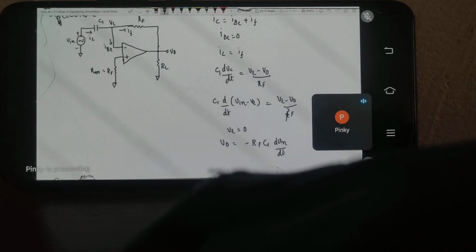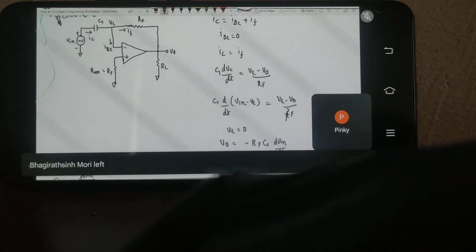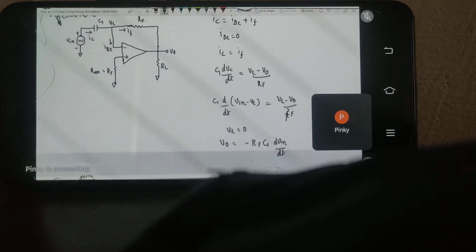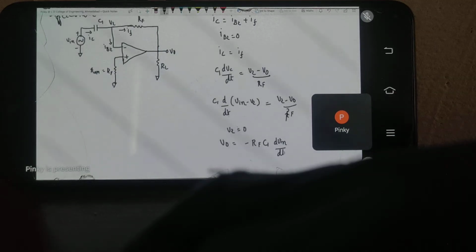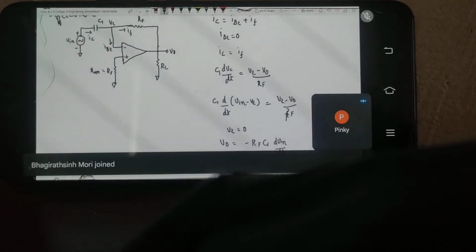So what is the relationship between input and output? Output is the differentiation of input. Okay. So when you give a sine wave, what output are you going to get? What is the differentiation of sine? You will get cosine.